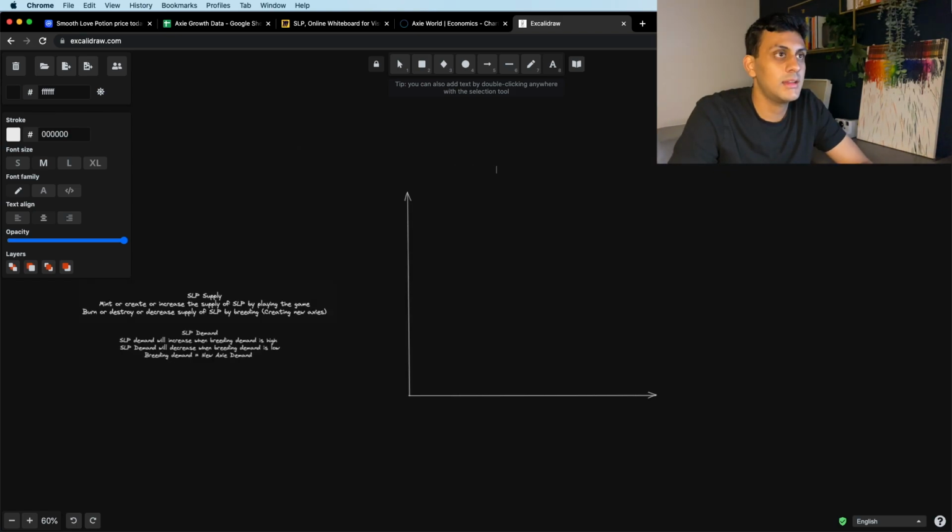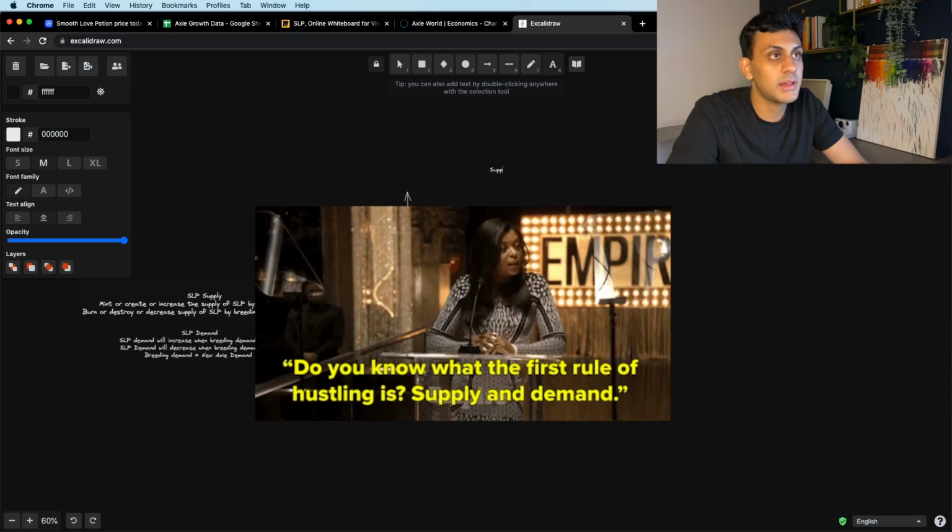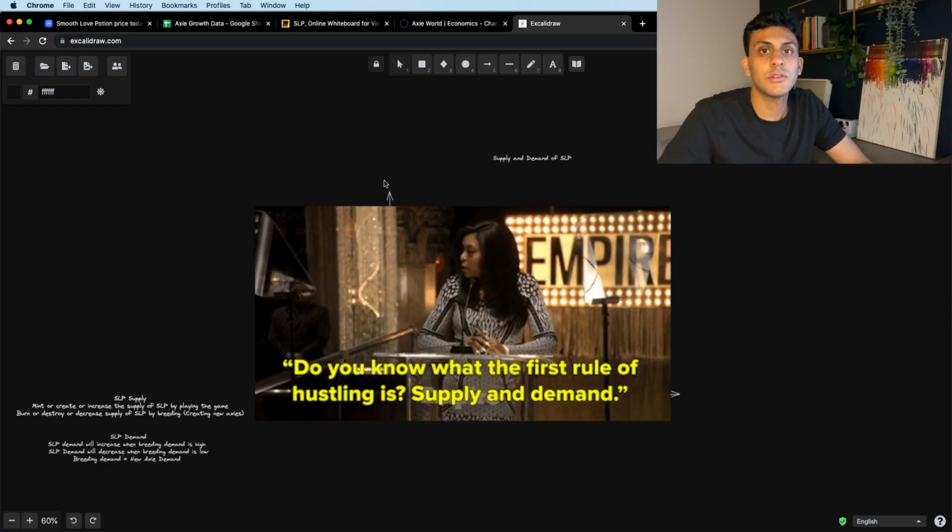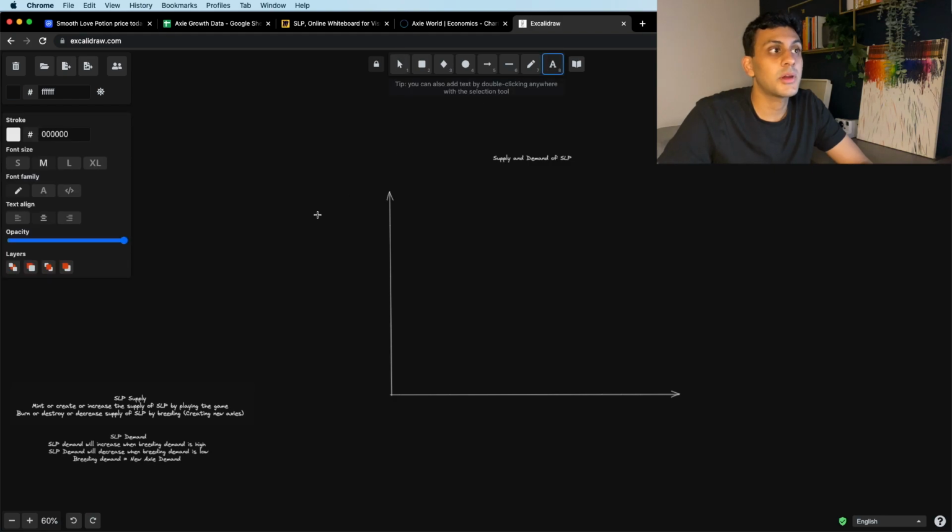So to help us understand the price and quantity of SLP a little better, I'm going to draw the supply and demand curve of SLP. So on the y-axis, we would have the price of SLP. And on the x-axis, we would have the quantity of SLP.